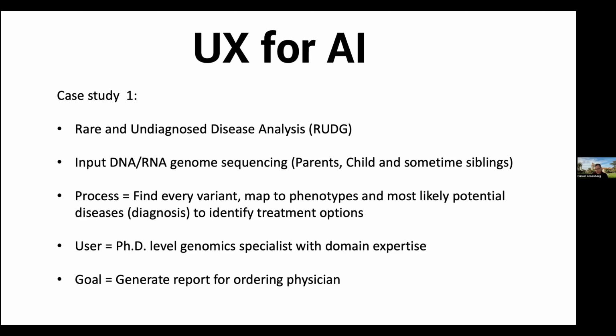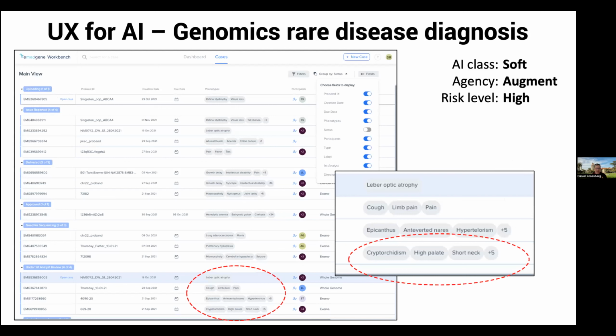The typical user has a PhD and a lot of expertise. And the goal actually seems simple, which is there's an ordering physician who says, I want this human being sequenced so I can figure out what's really going on and figure out a treatment plan. So the end result is actually a report. Now, I'm going to show you just some screens to orient you in this. You don't need to know too much about genomics. I'll highlight the points I want to reference.